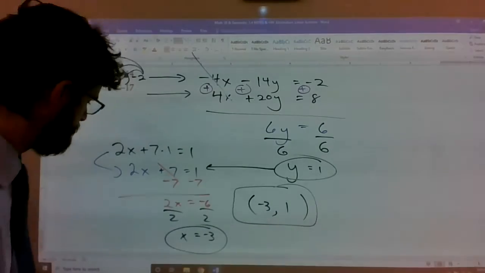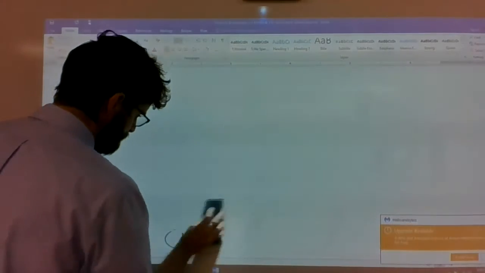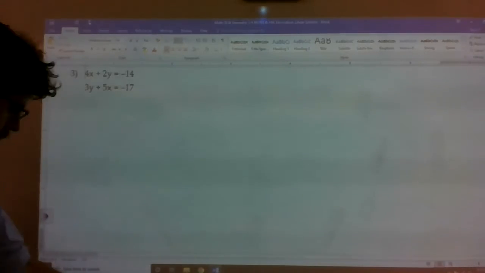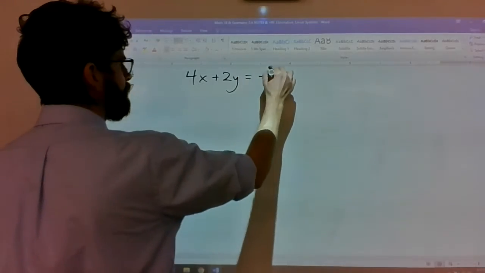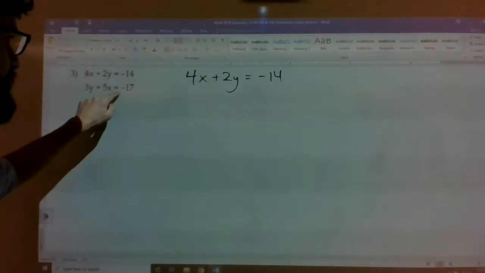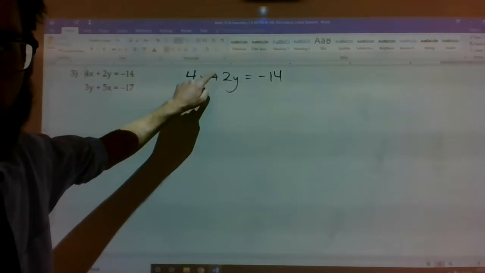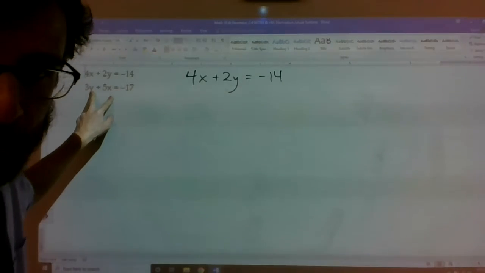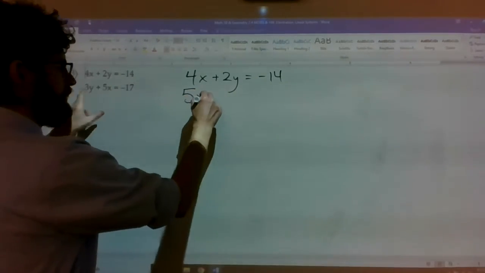All right, here's my last example. I got 4x plus 2y equals negative 14. And then I've got 3y plus 5x equals negative 17. I want the x's stacked with the x's and the y's stacked with the y's. I can flip these around using the commutative property if they're on the same side of the equation. So I'm going to do positive 5x plus 3y.